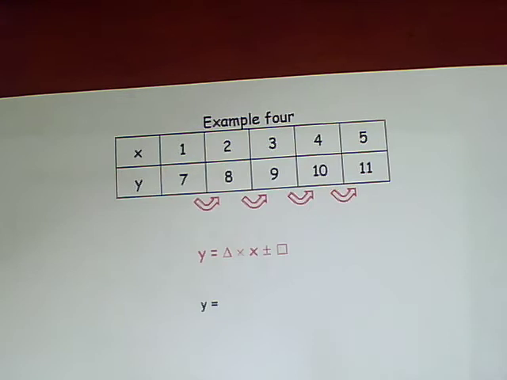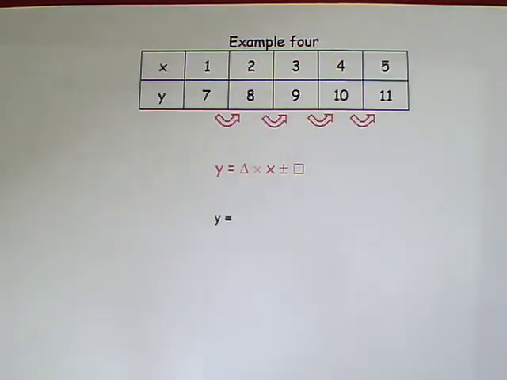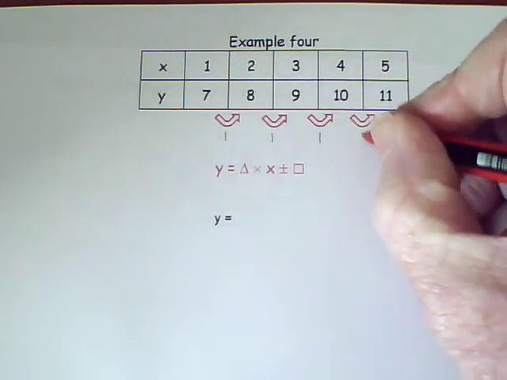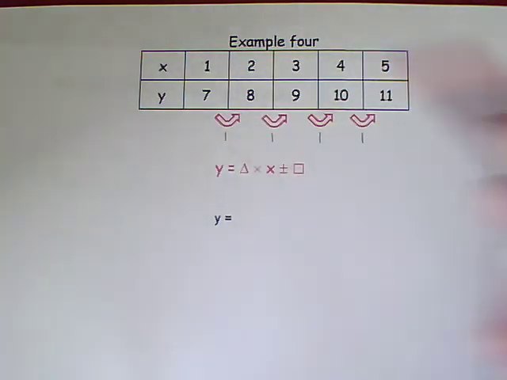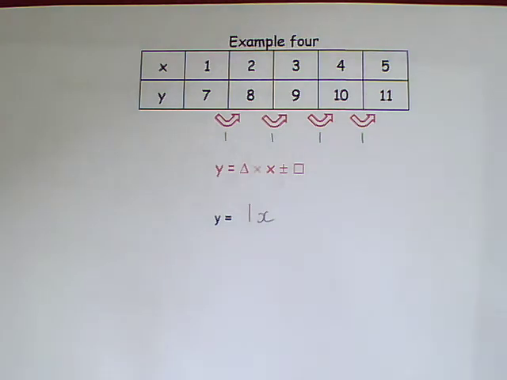Okay, the last example we're going to look at is a little bit different again. This time our y's are going up by 1. Now our x's are going up by 1, so they're going up at the same speed. So we can put 1x. As always with algebra, you don't need to write a 1 in front of the x, but you can write it there to keep it the same as your other questions.